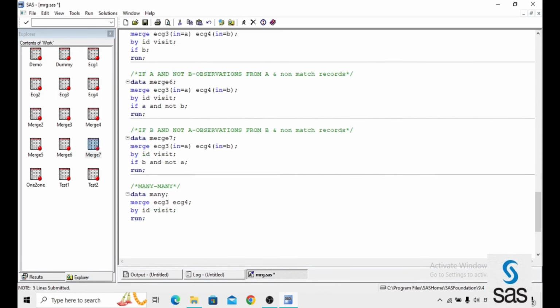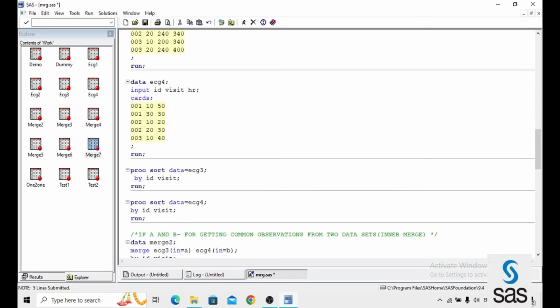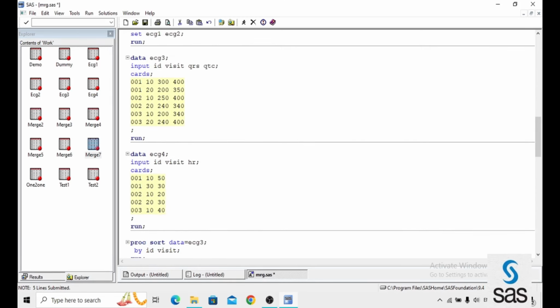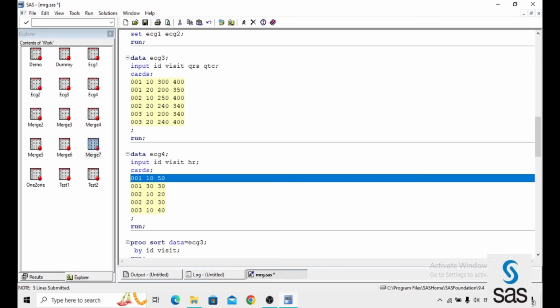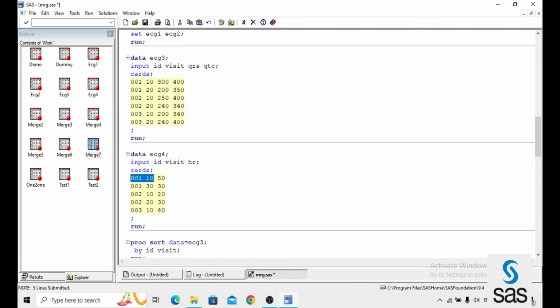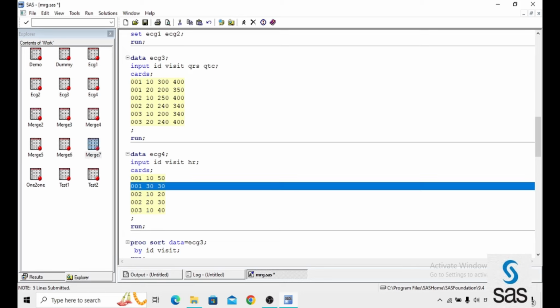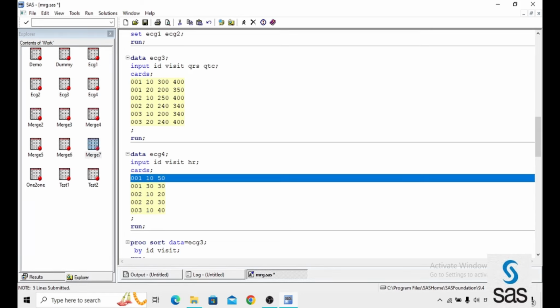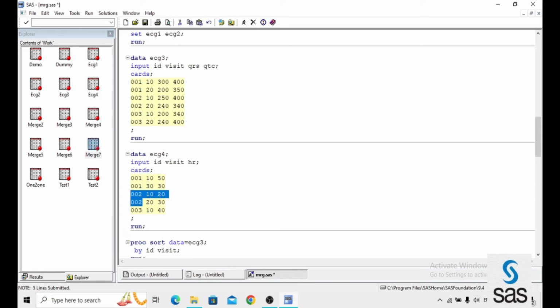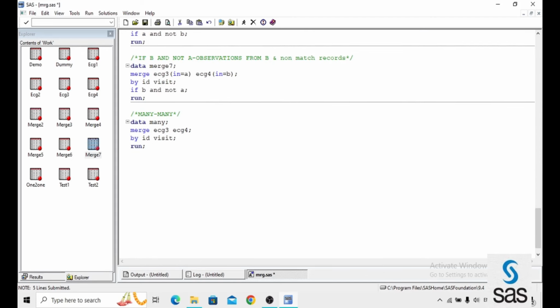Here, many to many. Then what is the meaning of many to many here? In ECG3, if you observe, in the ID and visit there is 0, 1, 10, 0, 1, 10, 0, 1, 10, and 0, 1, 30. Here there is not just one observation. You understand? Many to many. Just like 210, 220, 210, 220. Got it? Same observations, 210, 220. This is the meaning of many to many.